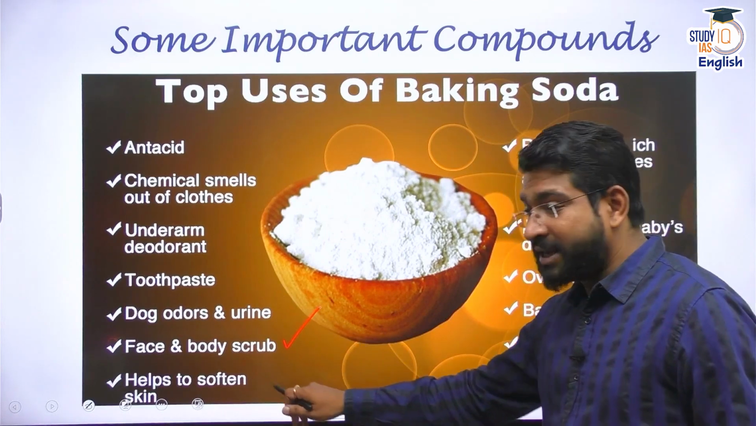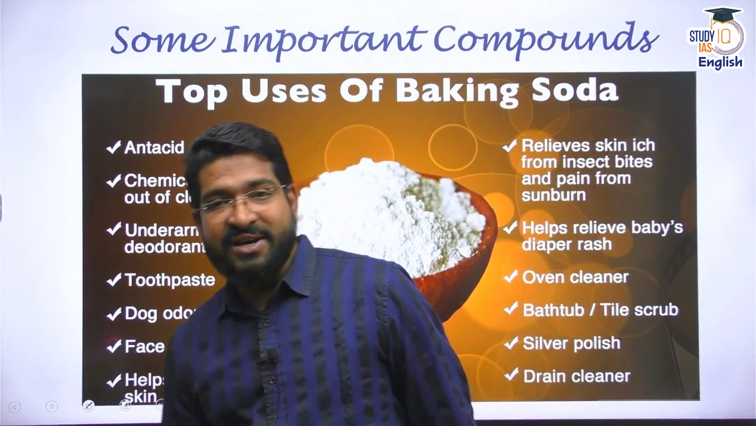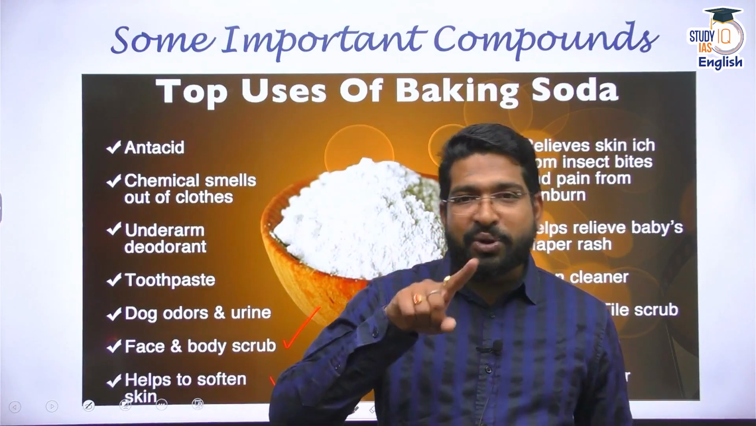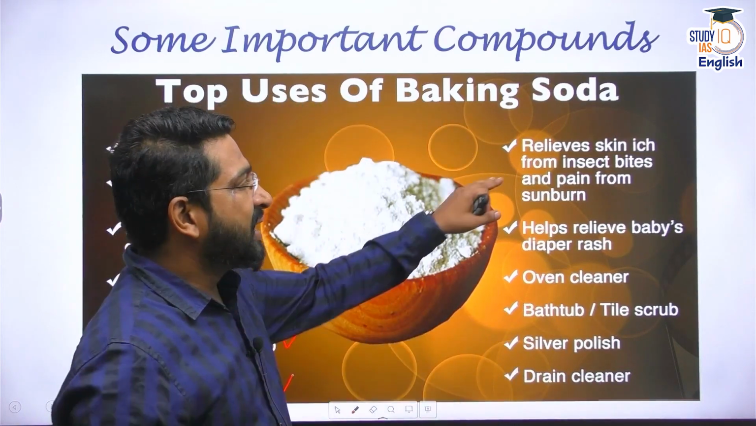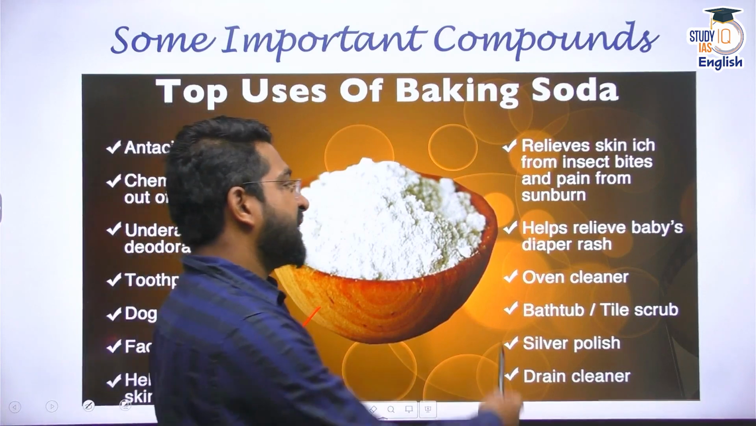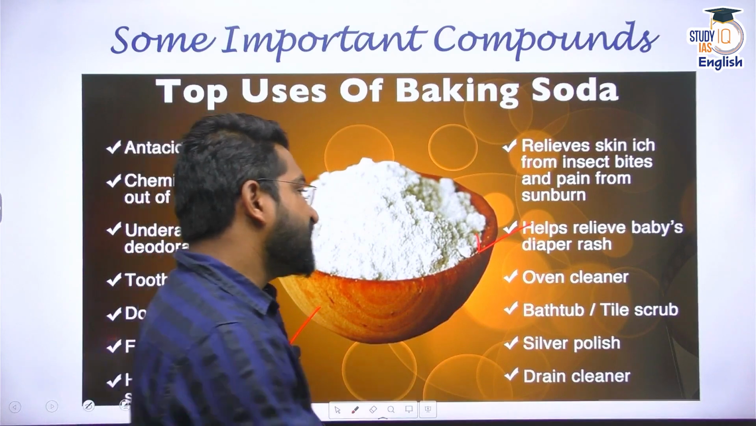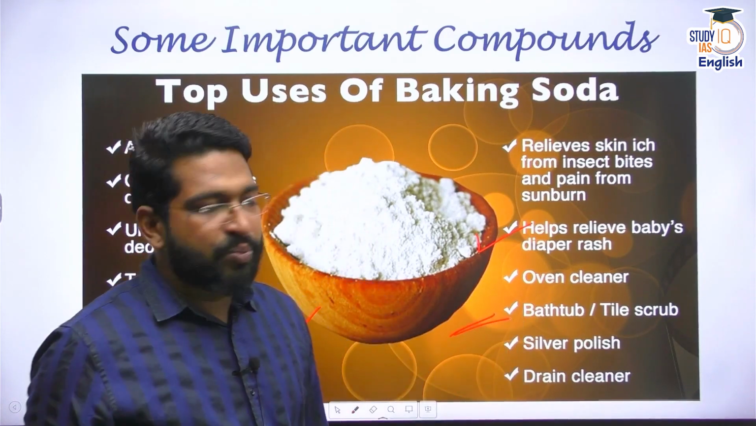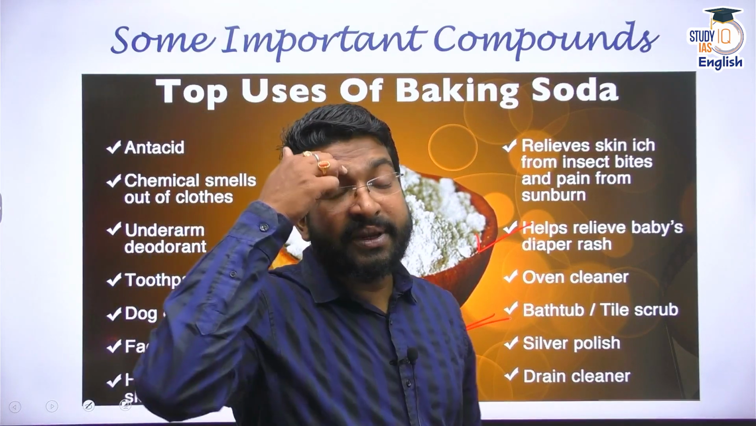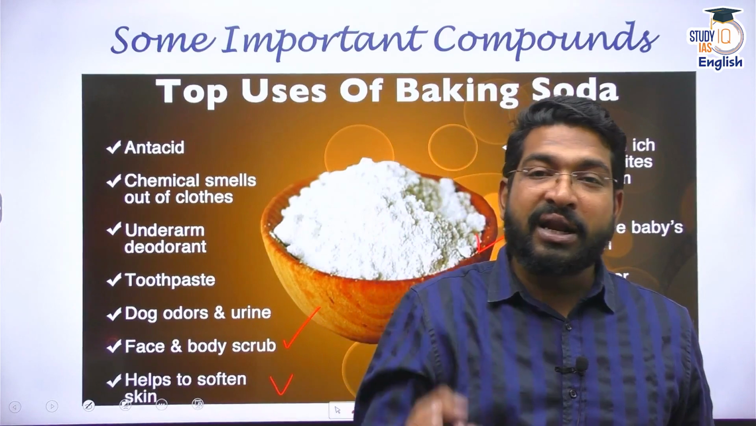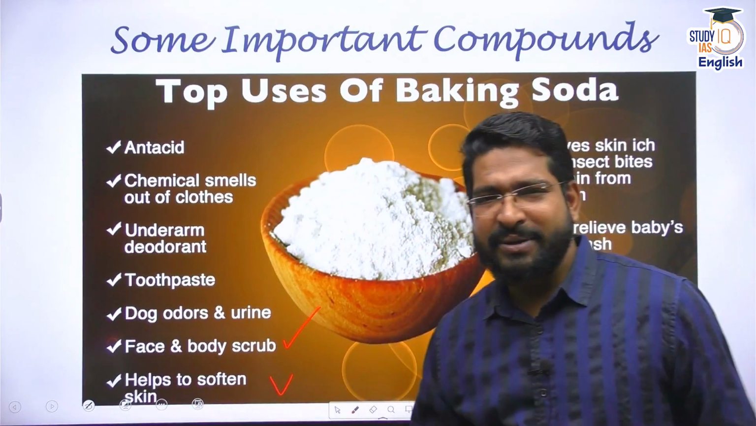It softens your skin. There are so many do it yourself, right, DIYs that you find with baking soda. Baking soda and paste, baking soda and Coca-Cola, baking soda and lime juice used for cleaning. It relieves skin from itch, from insect bites. It helps to relieve baby diaper rashes. It can be used as oven cleaner. It can be used to clean bathroom tiles, silver polish, right? It can be used as a drain cleaner also. Simply add baking soda and vinegar, your drain would be clear. You must have seen so many DIYs or so many examples of baking soda.